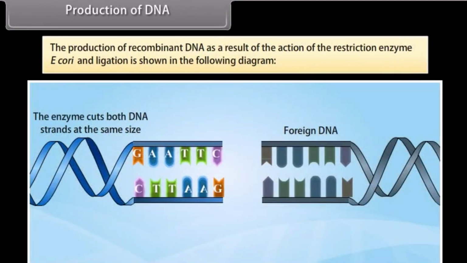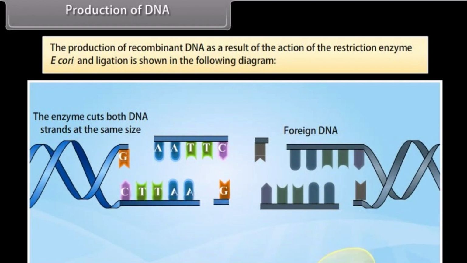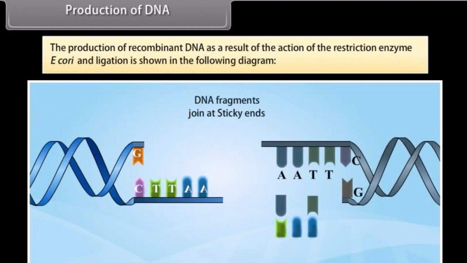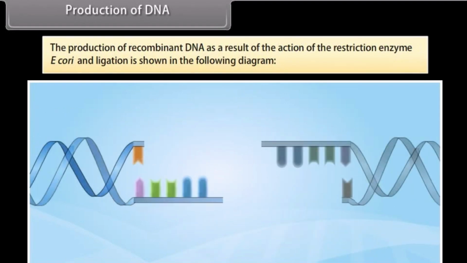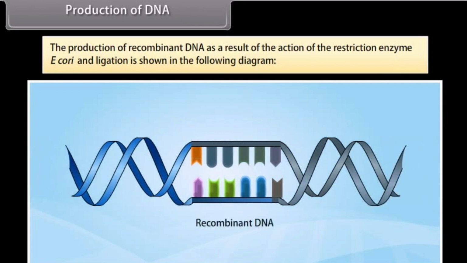Production of recombinant DNA. The production of recombinant DNA as a result of the action of the restriction enzyme EcoRI and ligation is shown in the following diagram. The enzyme cuts both DNAs at the same site. After that, both DNA fragments can be joined at the sticky ends, and it results in a recombinant DNA.